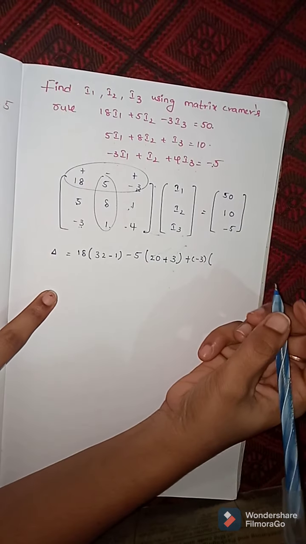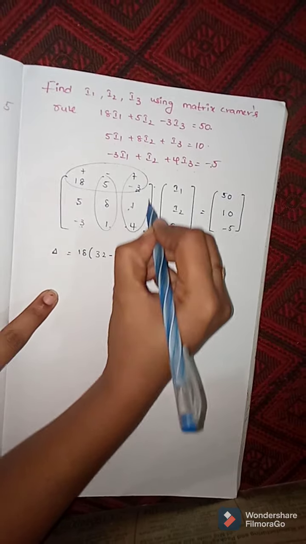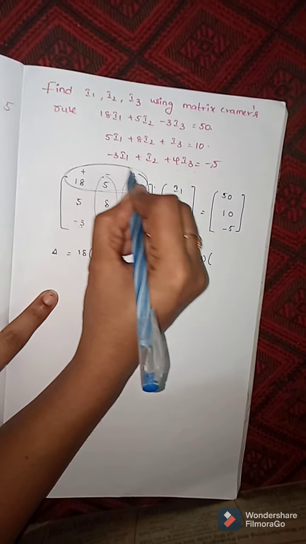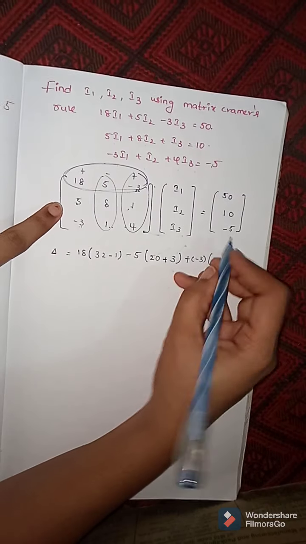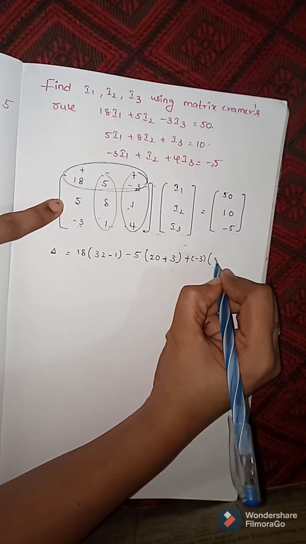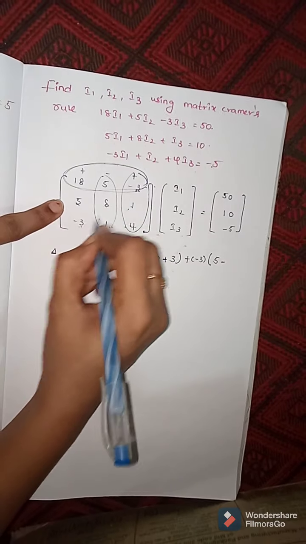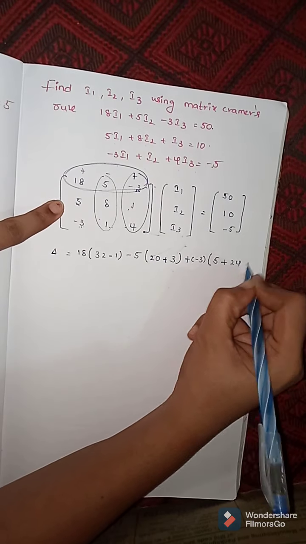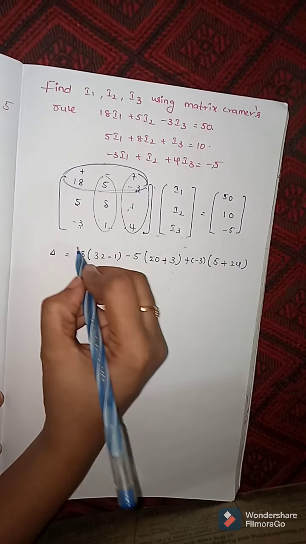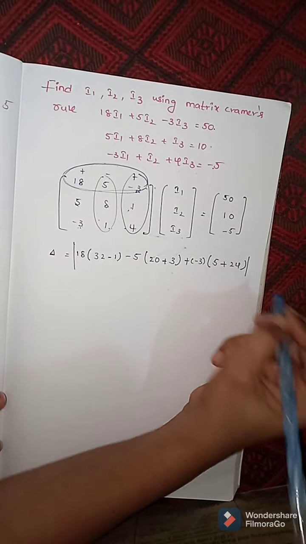Into, we take the third row and third column is eliminated. These 4 terms are as they are. That is 5 1s are 5 minus 8 3s are 24, minus into minus plus, delta.